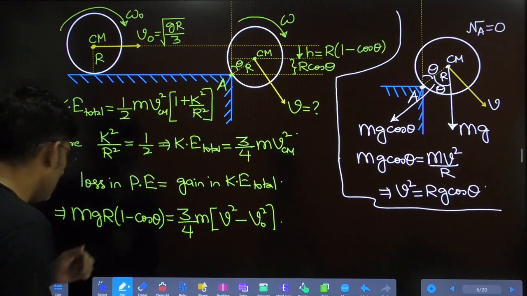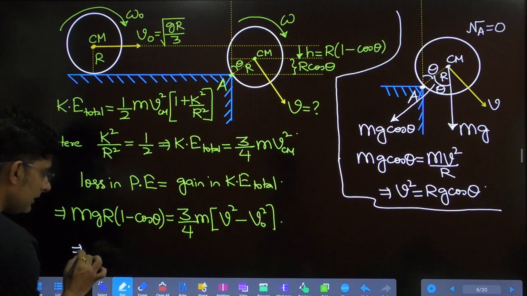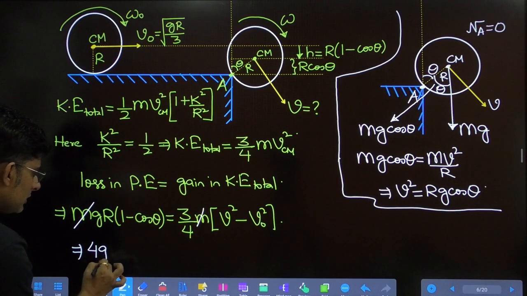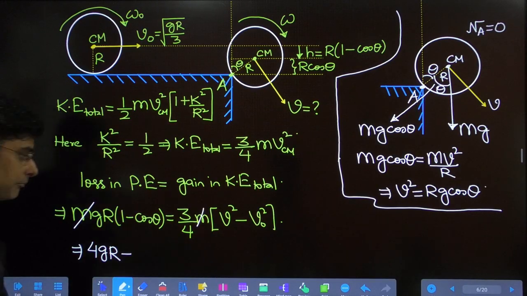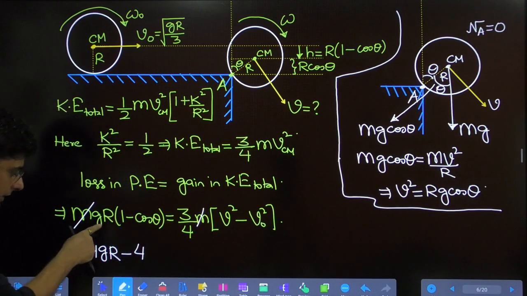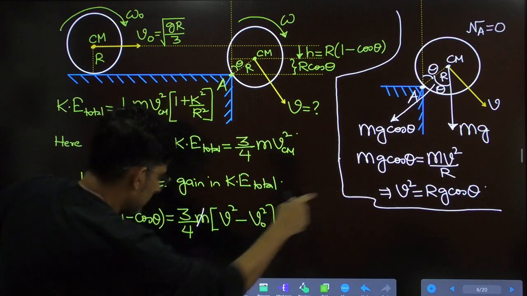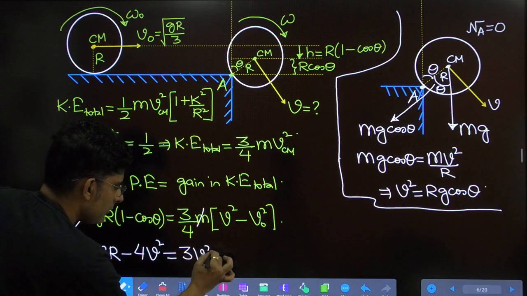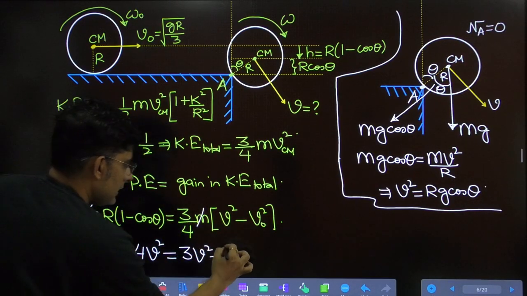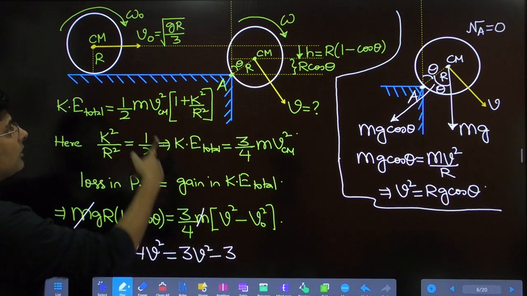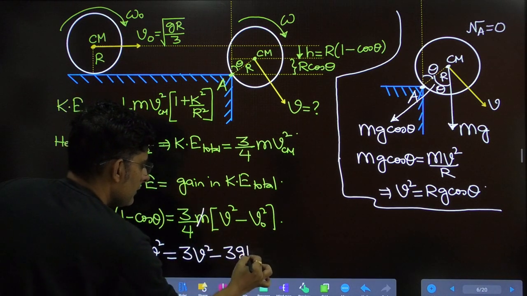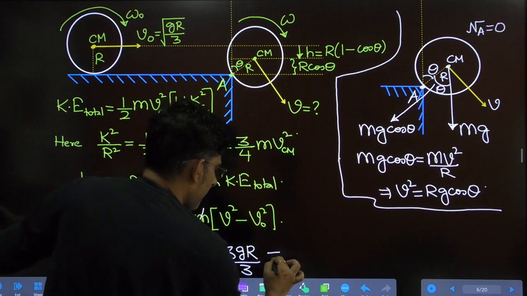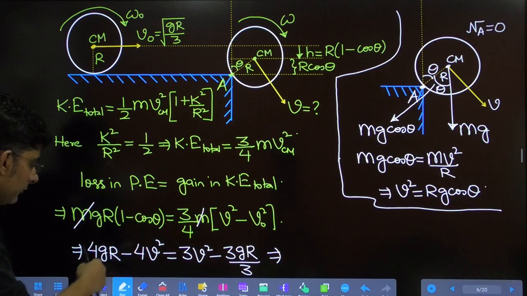Cos theta was unknown. So coming back over here, first of all you can see that m got cancelled. We can multiply 4 this side, so 4gR minus, again 4 comes, gR cos theta, and gR cos theta is v squared, so we have v squared. This side we have 3v squared minus 3 v naught squared. What is v naught squared? V naught squared is gR by 3.